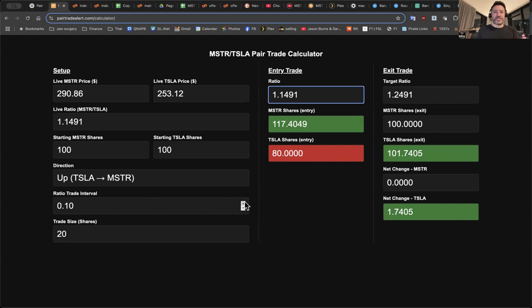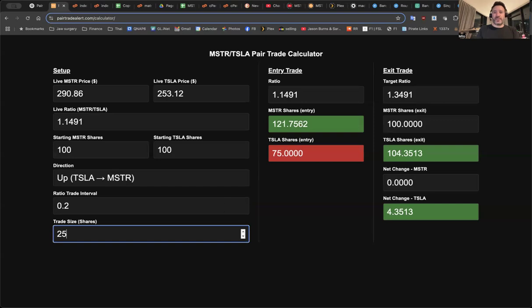And obviously, you can change these amounts. So if you look on the right-hand side over here, while I change these numbers, so we can increase this to, let's say we want to do pair trading between a 0.20 interval. So we can increase this, and as I do that, the amount of shares that you earn increases. So if we go to 0.2, you would earn 3.4 Tesla shares from waiting until 1.3491 as your ratio. And as well, if you increase the number of shares, obviously you're going to get even more. So if we did 50 shares, then you would earn 8.7 shares.